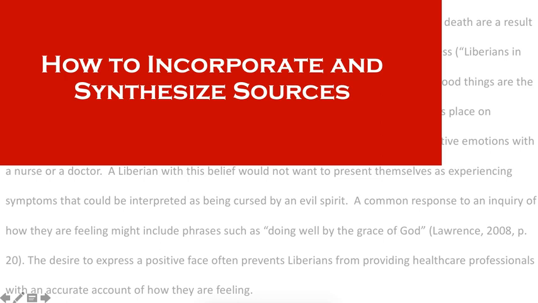Today we're going to talk about how to incorporate and synthesize sources into a paper, and the most common assignment you'll run into would probably be a research-supported essay where you're asked to incorporate and synthesize multiple sources into your assignment so that you can show the reader that you have researched the topic, found important information, and you are sharing that important information with them by using it to support the points you're trying to make.